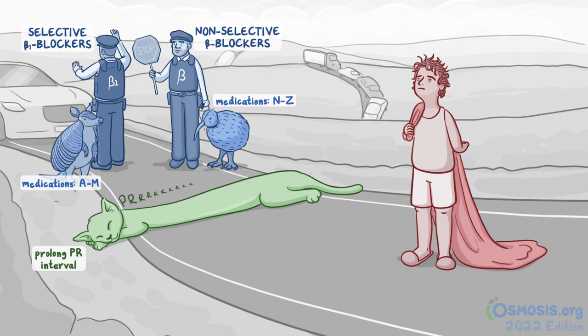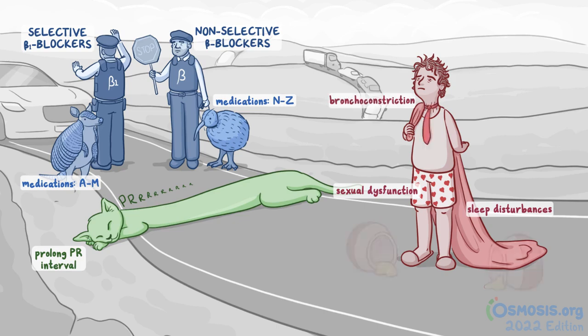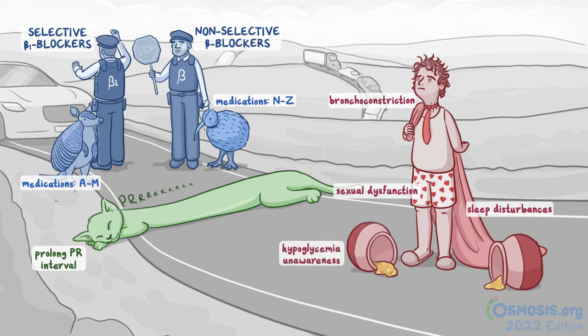The boxers have little hearts on them to represent sexual dysfunction. He clearly just got out of bed since he still has his blanket with him, which represents sleep disturbances. However, there's something weird going on since he's wearing a very tight necktie for bronchoconstriction, and there are empty honey jars around him that he has no recollection of eating, which stands for hypoglycemia unawareness.